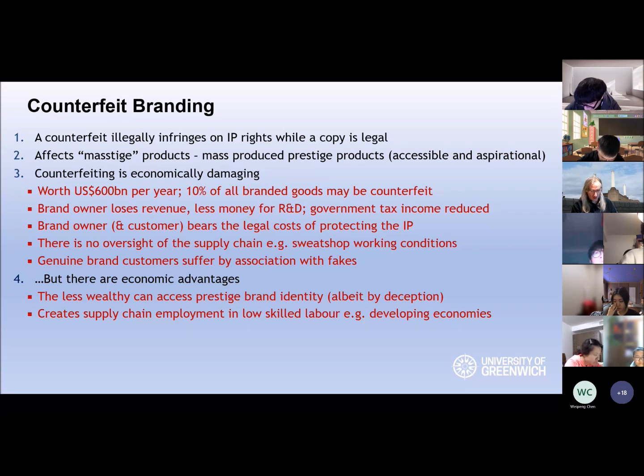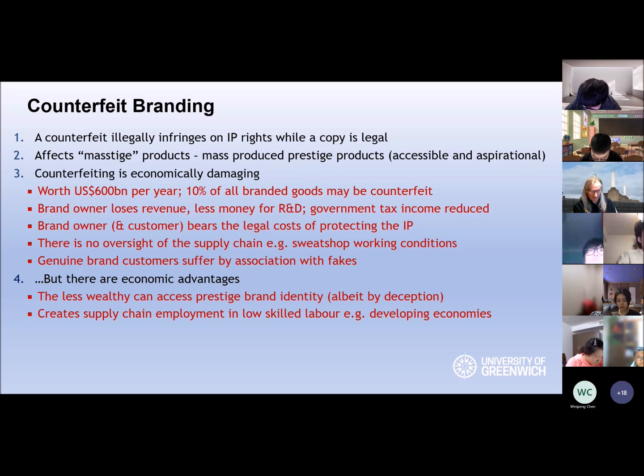There's no oversight in the supply chain of counterfeit branding, so people can be working in awful conditions and no one is looking after them. And it can undermine and cheapen the original brand. But it's not all negative. I mean, one of them is that it means that people can buy what they want, the brand that they want, but at a much lower price. So they can buy what they can afford.